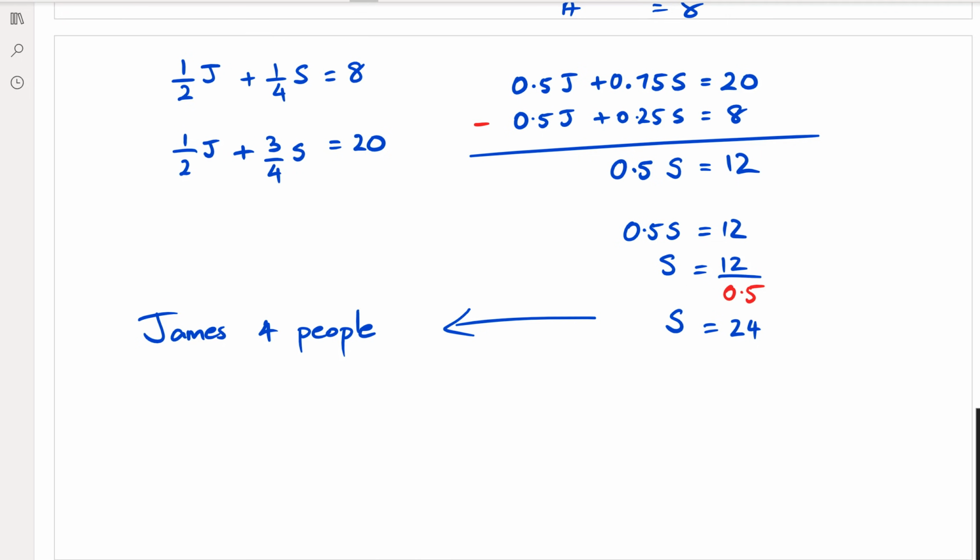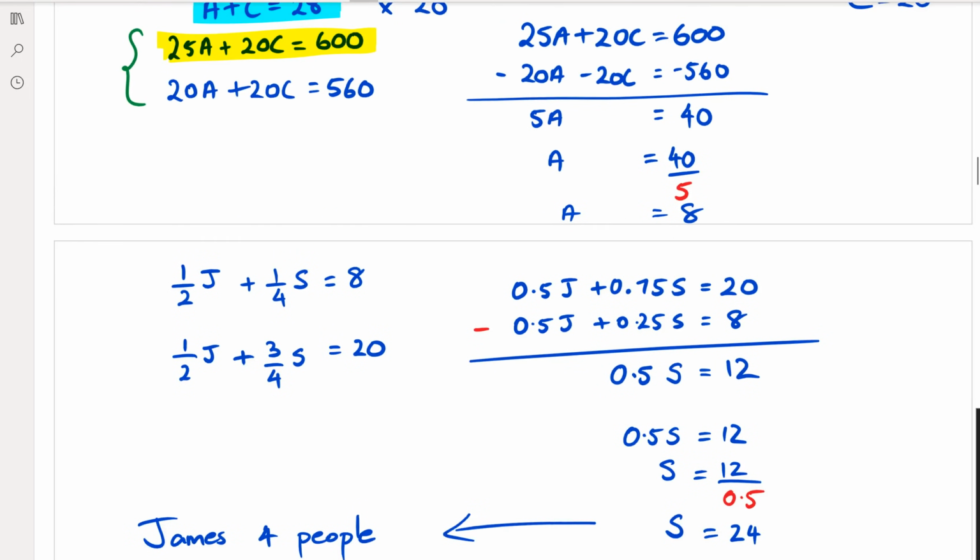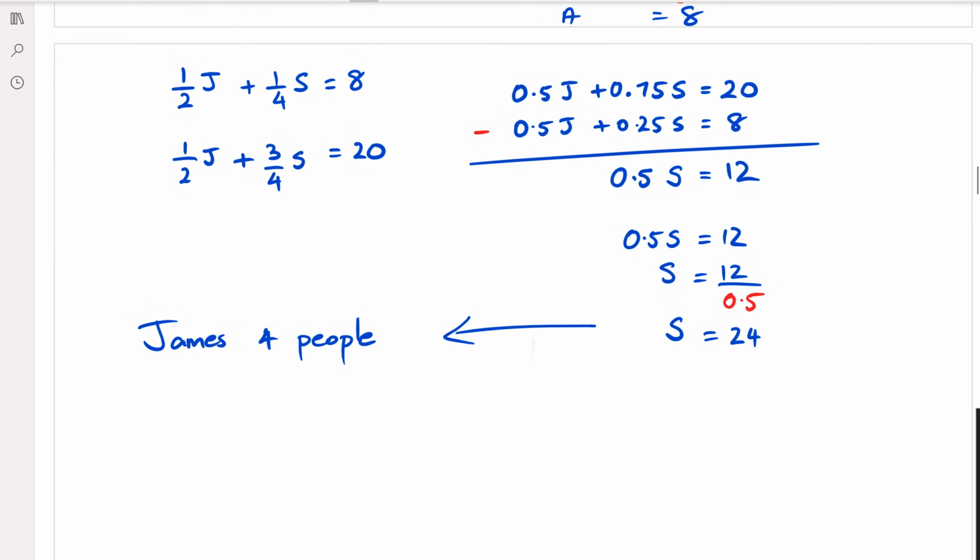And if you go back to the question, it asks how many adults are in James's group. And we know half of James's group are adults. So half of 4 equals 2. So therefore we can say James has 2 adults.